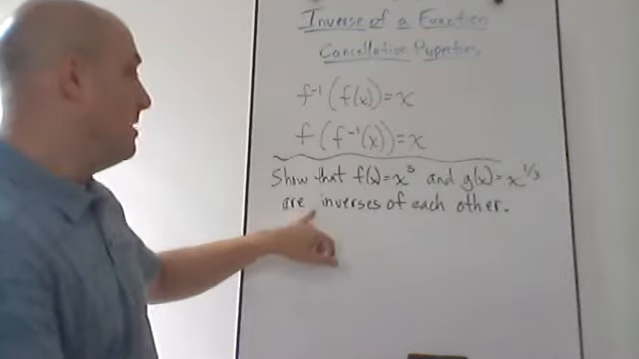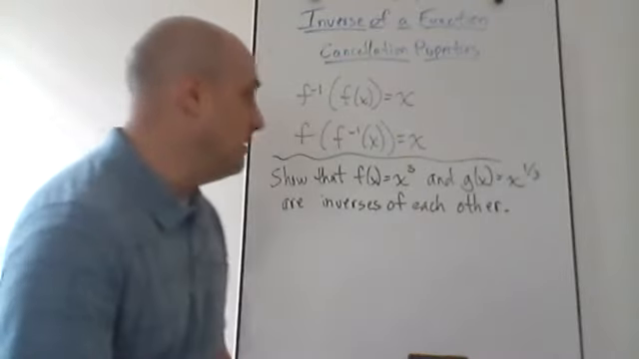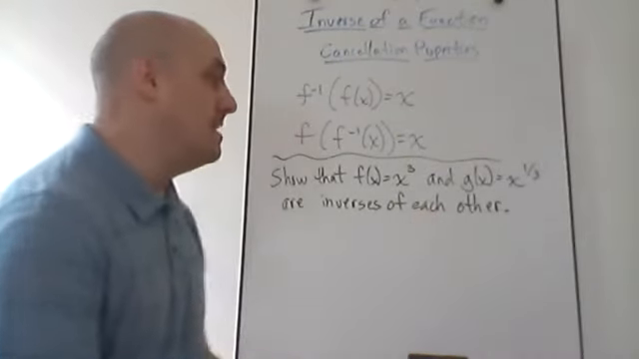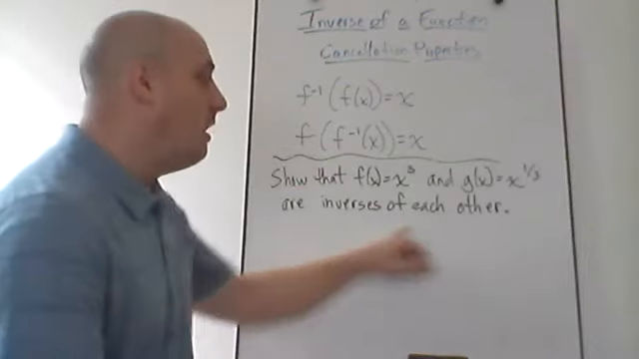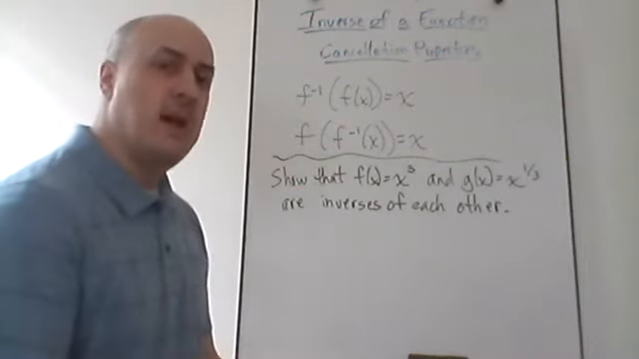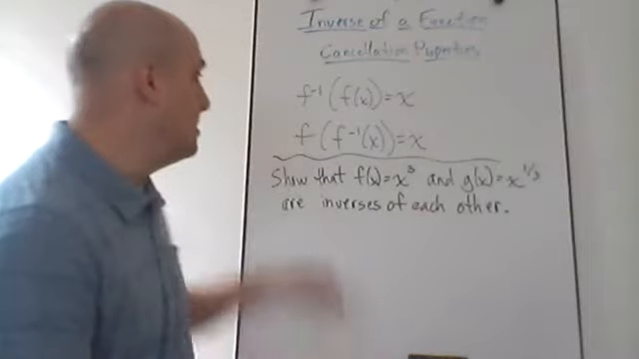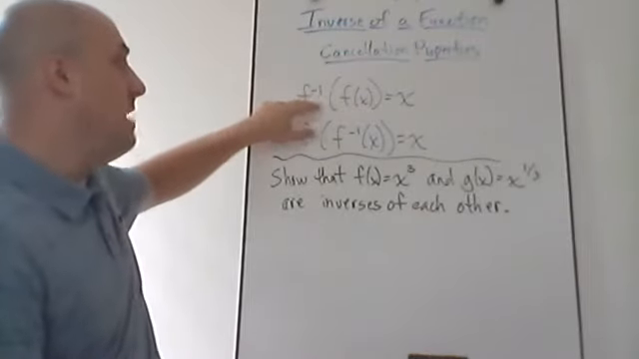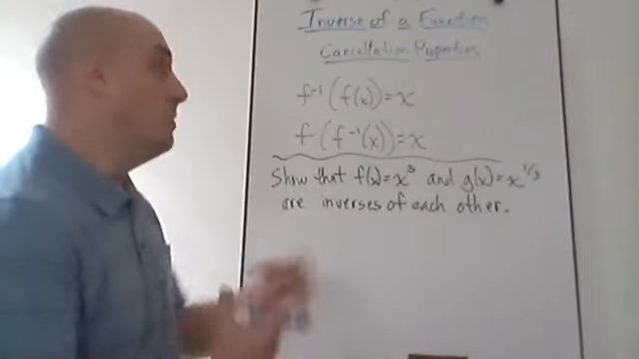So for this example here, show that f of x equals x to the third power and g of x equals x to the 1/3 power are inverses of each other. If you have to show that two functions are inverses, you do these two things. You do f inverse of f of x, show that that equals x.